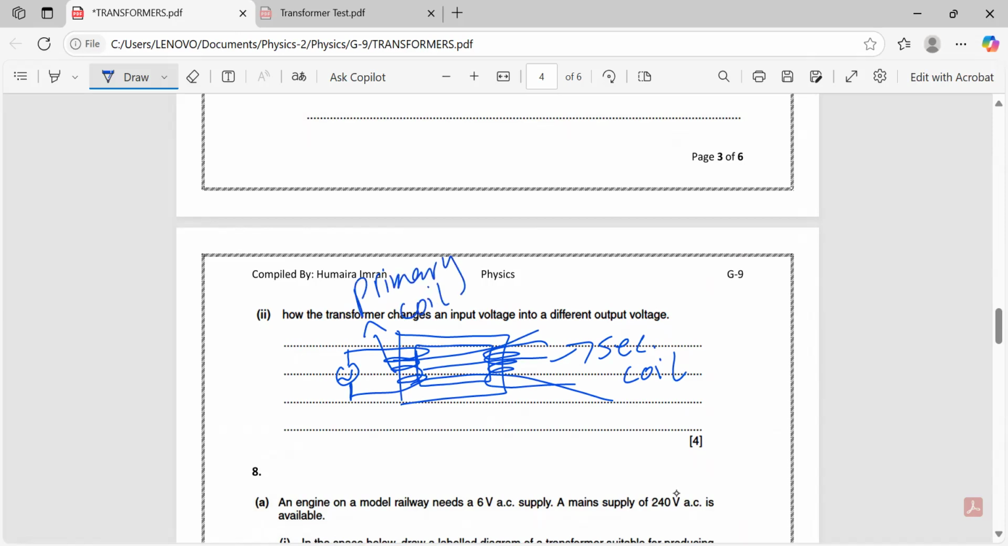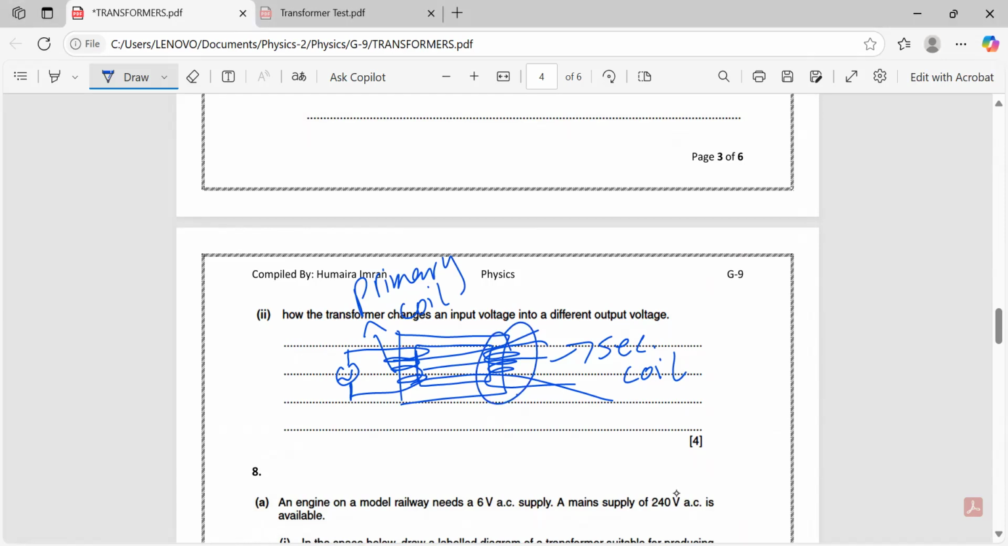So the secondary coil will cut the magnetic field lines of the primary, so the EMF is induced in it. This is the way the input voltage provides you a different output voltage. You have to mention that there will be a changing magnetic field. This field will pass through the core and be cut by the secondary coil, which induces an EMF in the secondary coil. The number of turns on the secondary determines the output voltage. It totally depends upon the number of turns in the secondary coil.